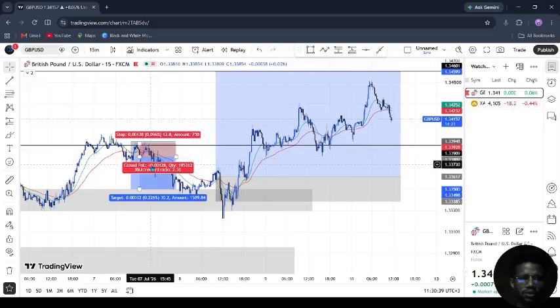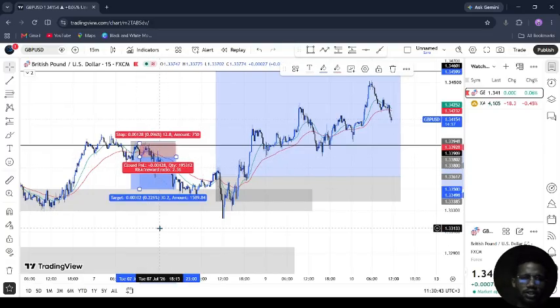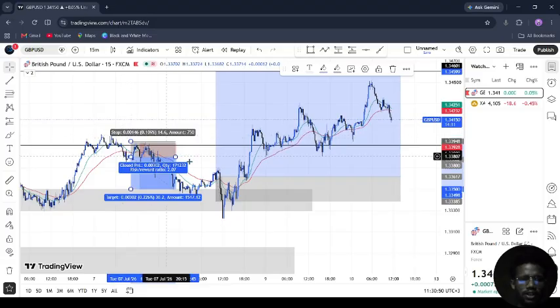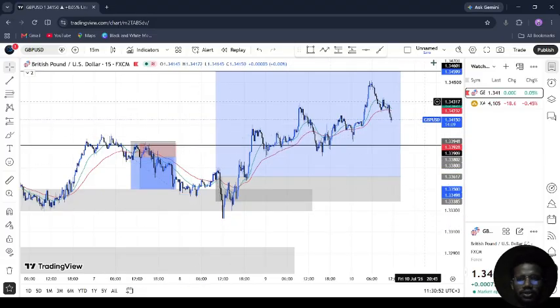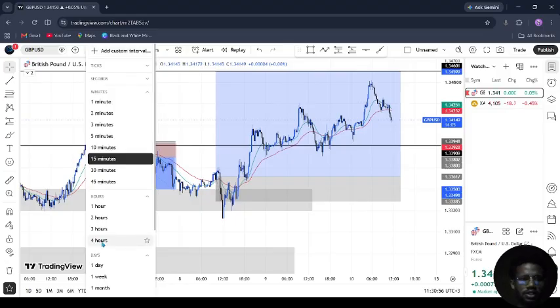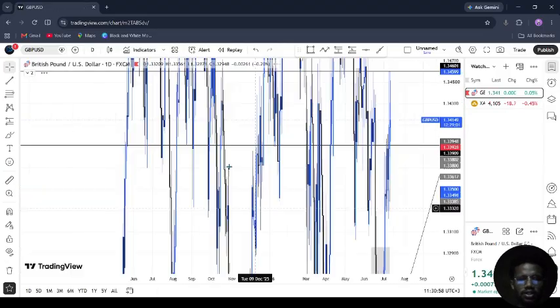This one you see is an added position. The position with the red stop loss area is the added position. The one at the back is the original position. Here's what happened. First, let me show you the technical analysis part.